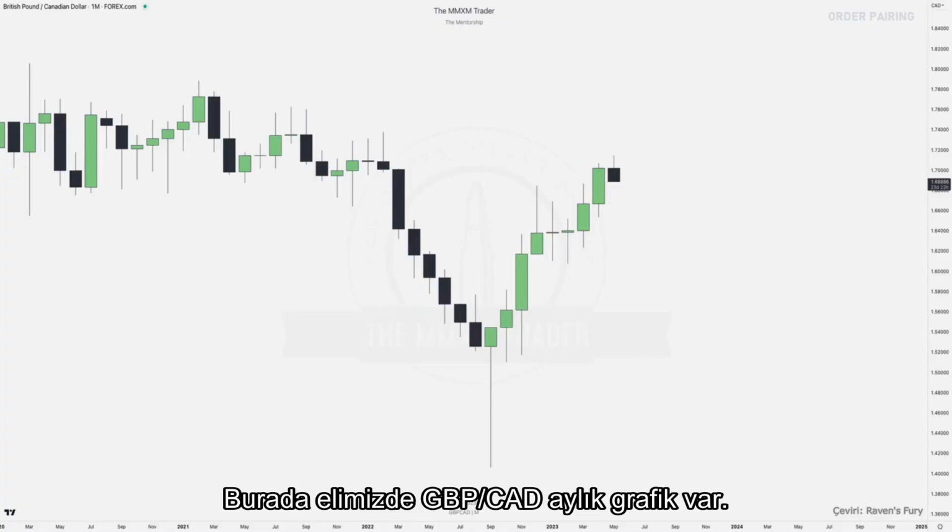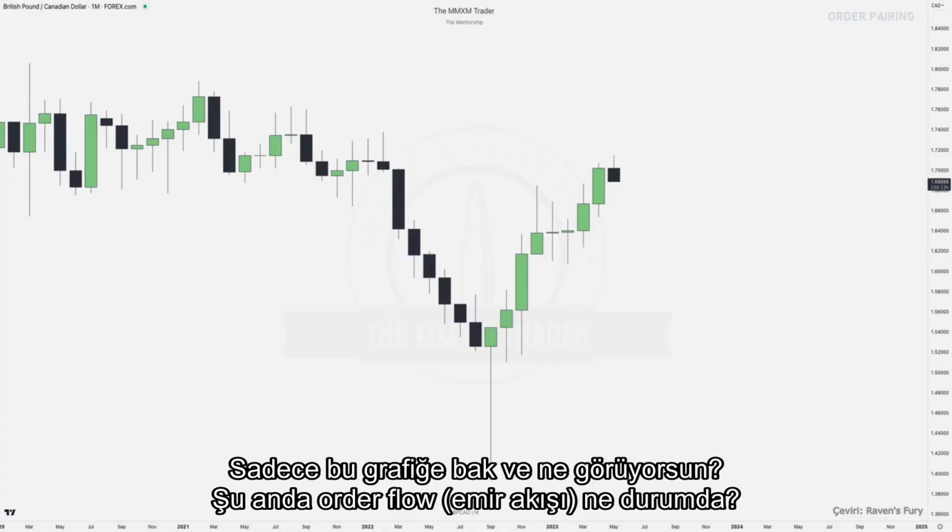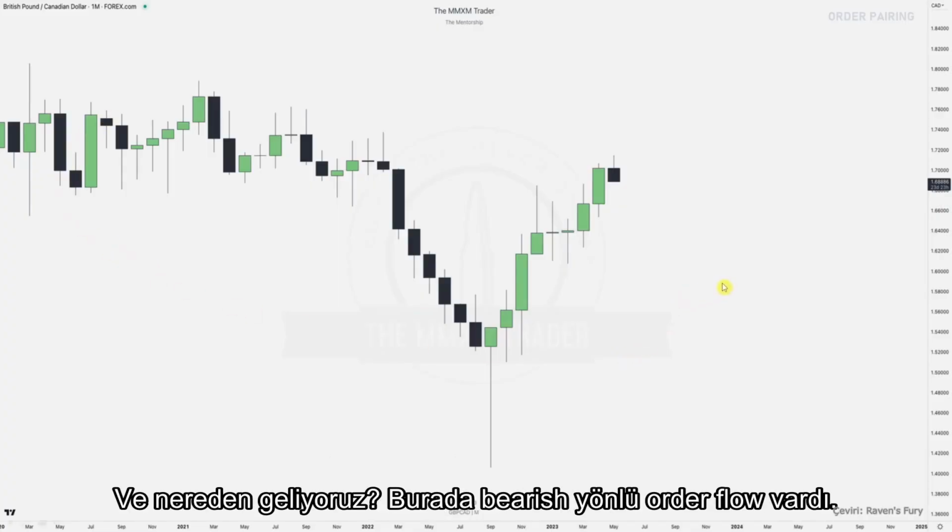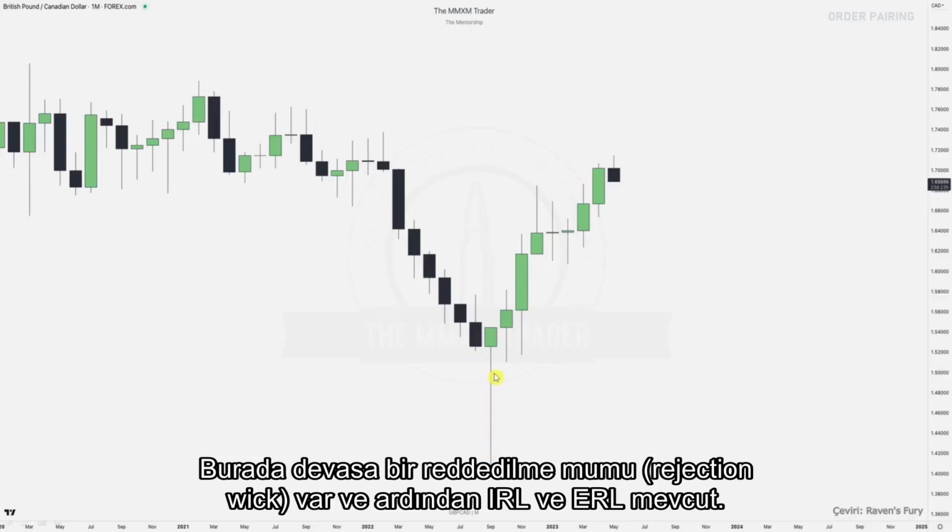Right, so over here we've got a British pound Canadian dollar monthly chart, and just look at this chart and what do you see? What is the order flow right now? And where are we coming from, right? So we had bearish order flow over here. We have this massive rejection wick, and then spot internal range and external range liquidity, right?